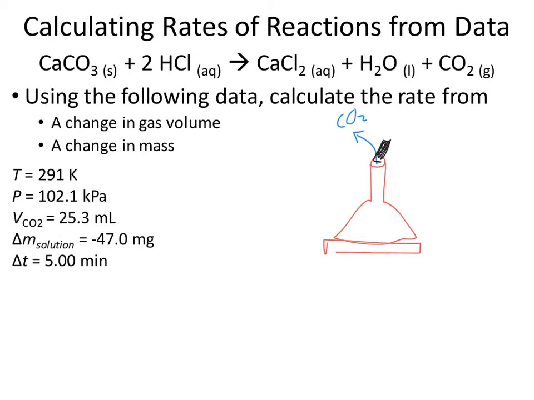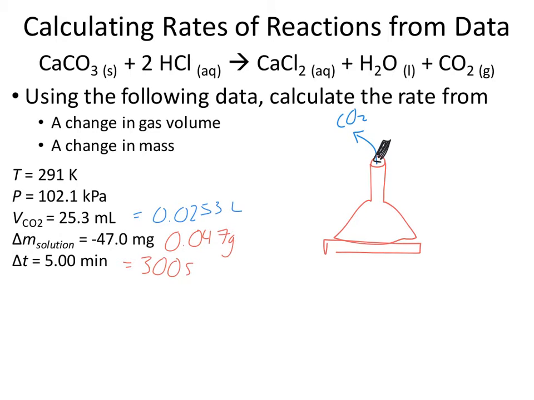Now, we're going to have to do a change in volume of gas and a change in mass. So we're good with Kelvin, 102.1 kilopascals. Milliliters is something that we don't really work with in terms of volume, so let's turn this into liters. That's going to be 0.0253 liters. Milligrams as well, we don't really work with milligrams, so if we divide by 1,000, we get 0.047 grams. And then our time is 5 minutes, so if we multiply that by 60, we get 300 seconds.